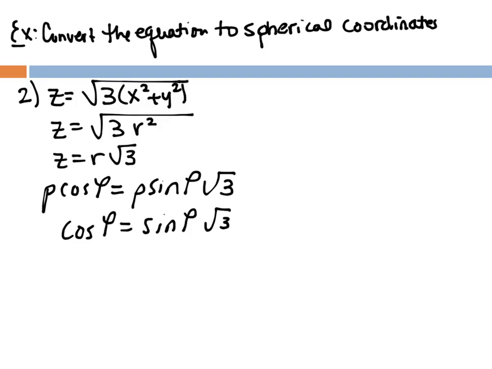What phi values would this work for? Can you think through your trig enough to figure out when cosine of phi equals sine of phi square root 3? Thinking unit circle here, guys. Square root 3 should beckon you to think of certain angle measures, right? 30s and 60s, pi over 6s, pi over 3s. Which one is it? Which one do we want to have the square root of 3 in it? The sine or the cosine? The cosine, because we already have a square root of 3 on the side with the sine, right?